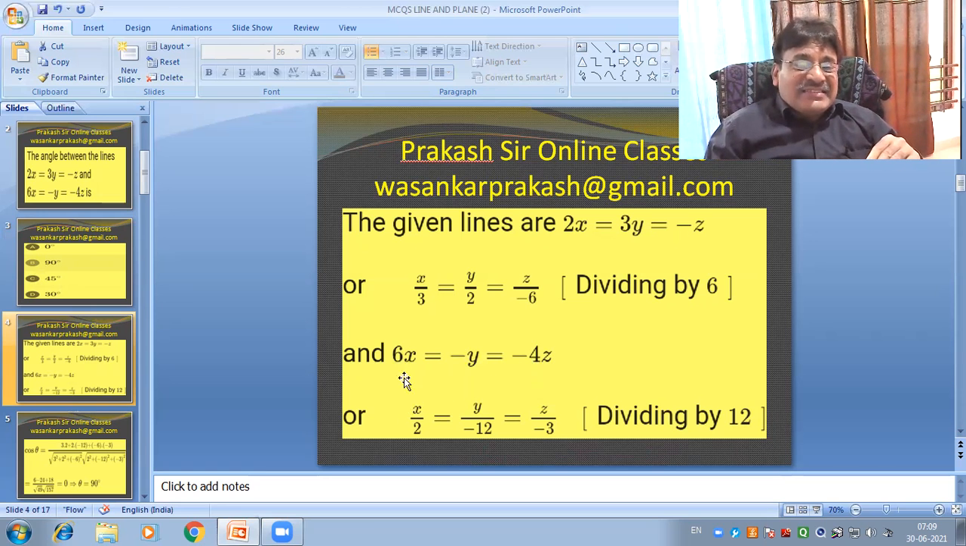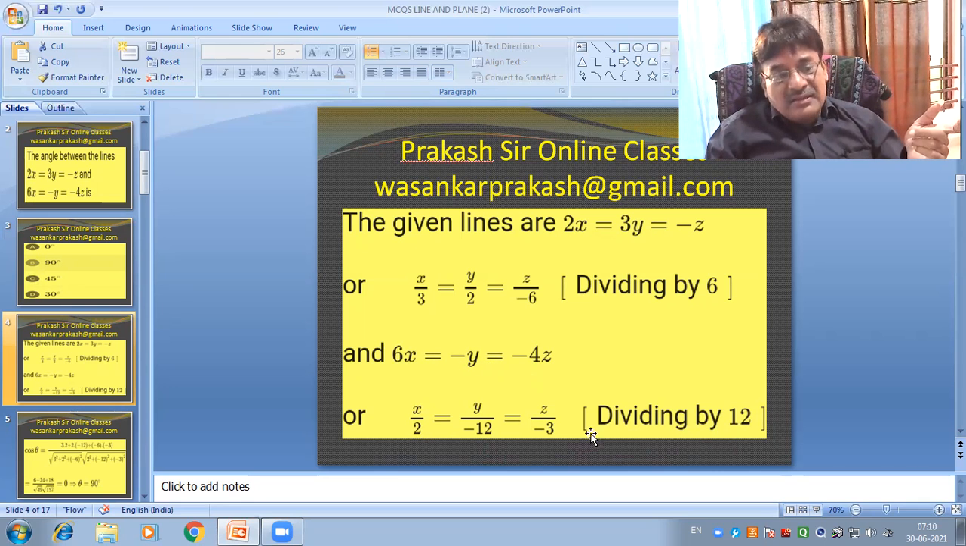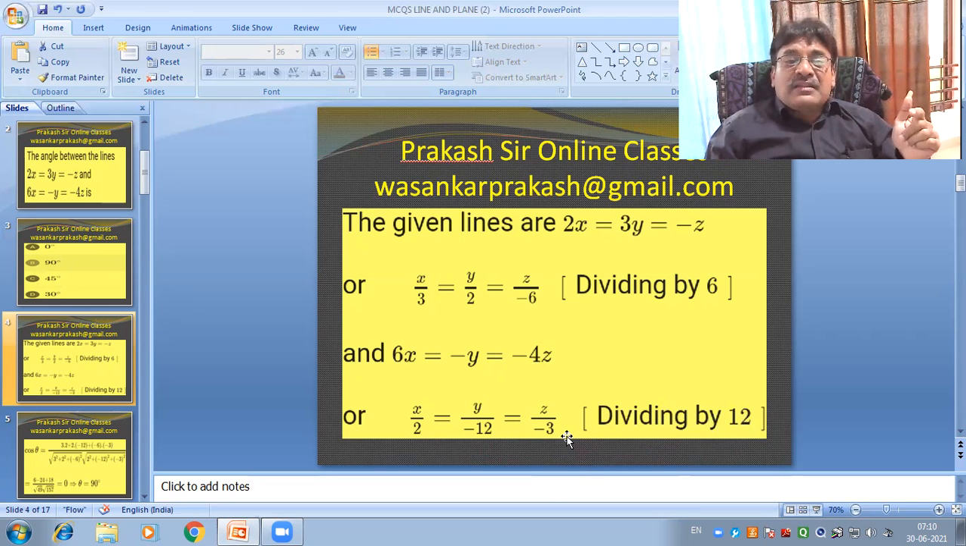Therefore 6x/12 is x/2, equal to -y/12, which can be written as y/(-12), equal to -4z/12, that is z/(-3). So we get z upon minus 3. Therefore a2 = 2, b2 = -12 and c2 = -3.